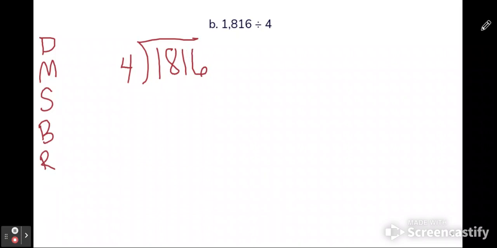4 goes into 18 4 times. 4 times 4 is 16. I subtract, I end up with 2. I bring down the next place value, and I repeat. You take it from here.